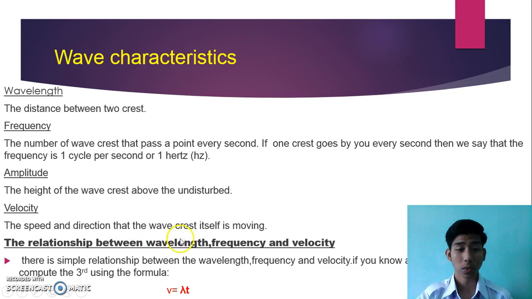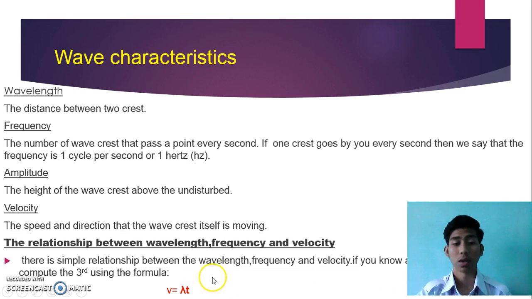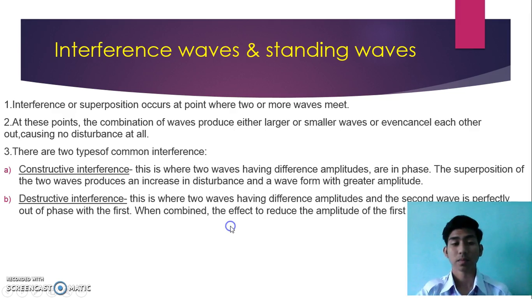Okay, the relationship between wavelength, frequency, and velocity. There is a simple relationship between the wavelength, frequency, and velocity. If you know any two of them, then you can compute the third using the formula v equals lambda times frequency. Okay, interference. Interference or superposition occurs at the point where two or more waves meet.